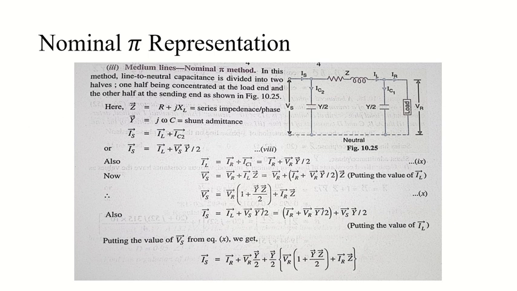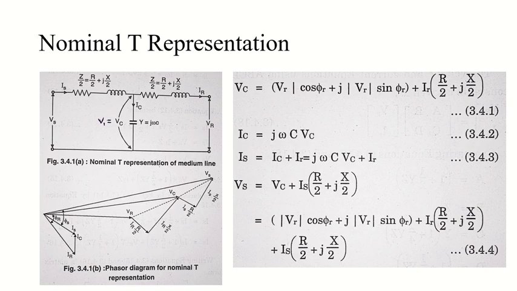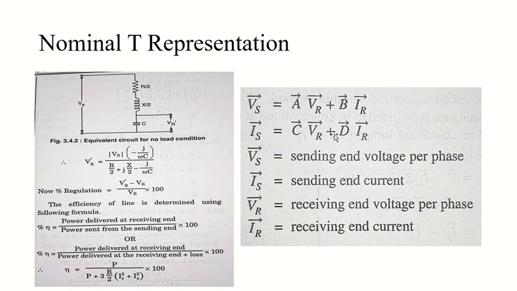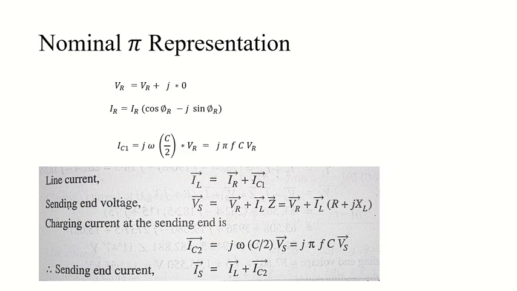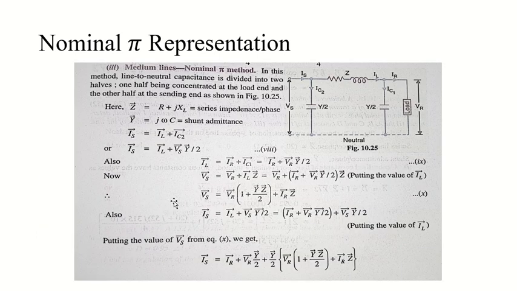How do you know? Come and see here. What was the other entity? See, it was IR. So we had VR and IR here, in the nominal pi representation. So another entity is IR here, and the term that is multiplied with it will be Z.